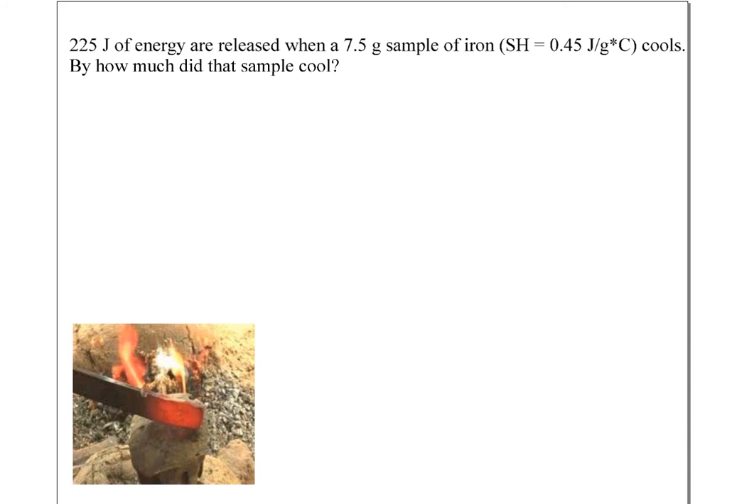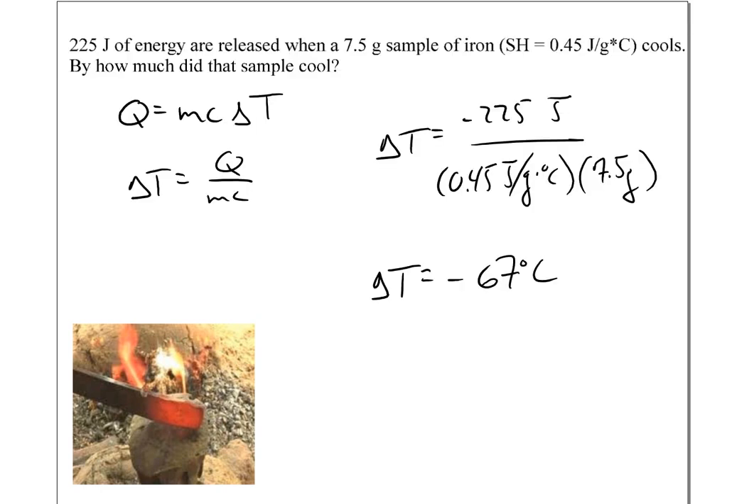This fourth problem says 225 joules of energy are released when a 7.5 gram sample of iron cools. By how much did that sample cool? Use the problem above to work through and solve this question. Please pause the video now while you do your work.